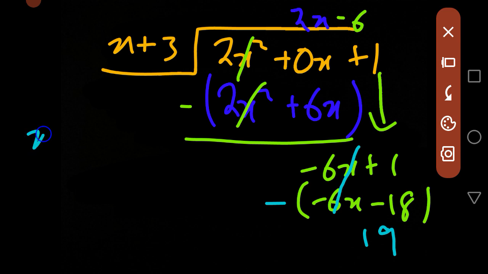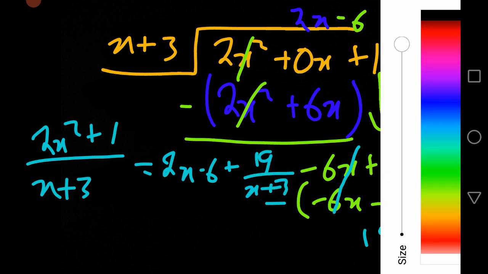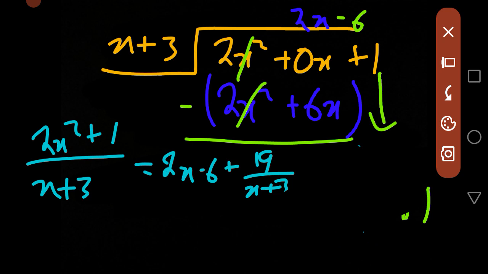So I can conclude that if I have 2x squared plus 1 over x plus 3, the answer is going to give me 2x minus 6 plus 19 over x plus 3. If you're not familiar with how you divide polynomials, this is how you fully express your answer.